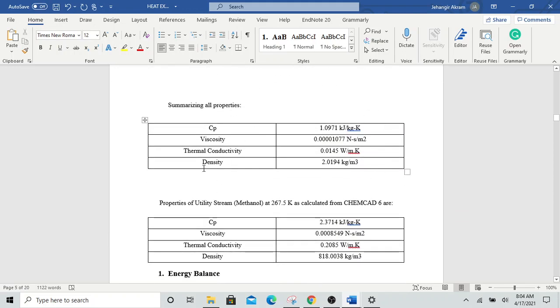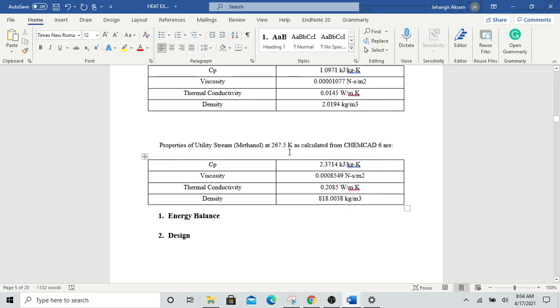And here are our finalized properties. While methanol is an individual component, only methanol is being used on the utility side, so we directly determine its properties at the mentioned temperature and pressure conditions.